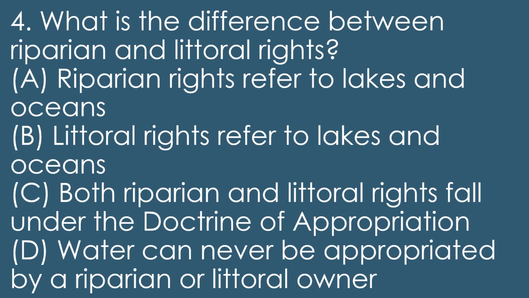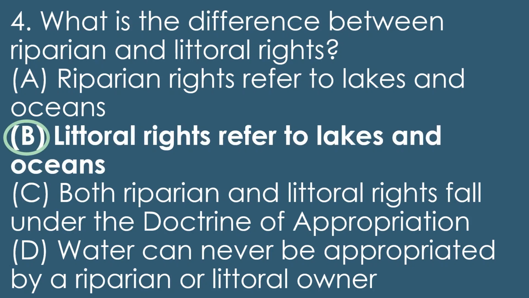Littoral rights refer to lakes and oceans. And I also actually want to throw in a test-taking tip to this question. So even with maybe not completely understanding appropriation versus the doctrine of appropriation, they're asking here in the question the difference between riparian and littoral rights. Whereas C and D are kind of just saying that they both fall under this particular category of either falling under the doctrine of appropriation or can never be appropriated. So that's not really saying the difference between the two.